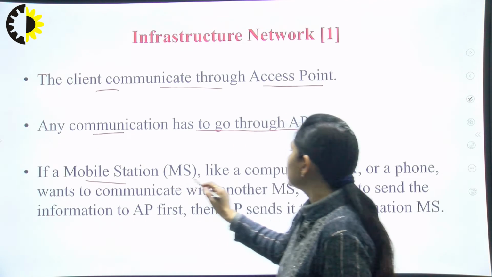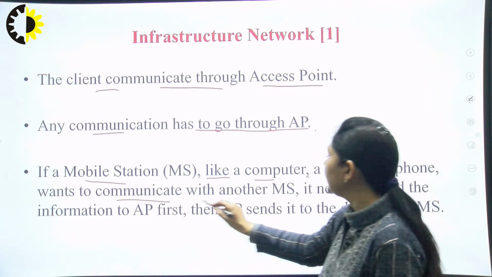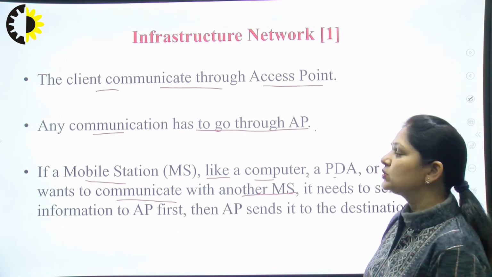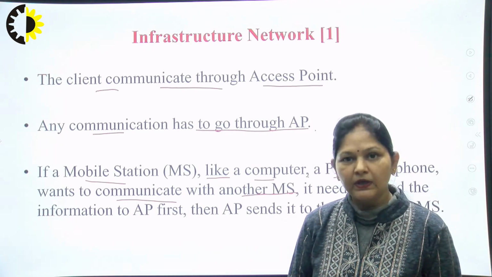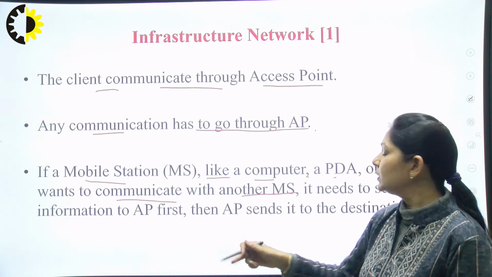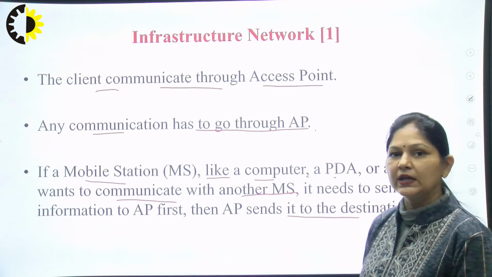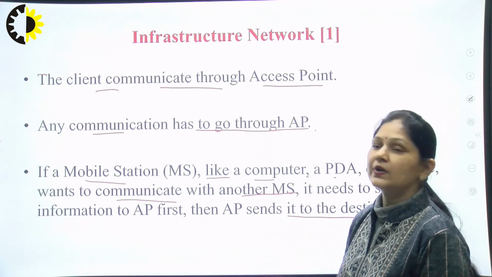If a mobile station like a computer, a PDA or a phone wants to communicate with another mobile station, it needs to send the information to the AP. Firstly, it will communicate with the AP. Then that AP will connect to the destination and send to the destination mobile station. So this is the case with infrastructure network.